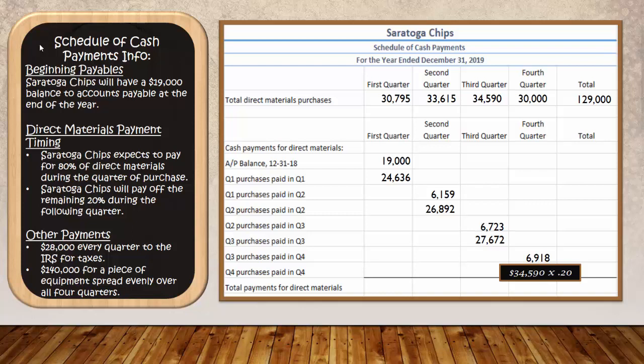And then lastly, in the fourth quarter, we are going to pay for 80% of the fourth quarter's direct material purchases of $30,000. So we take $30,000, multiply by 0.80, and we come up with $24,000.